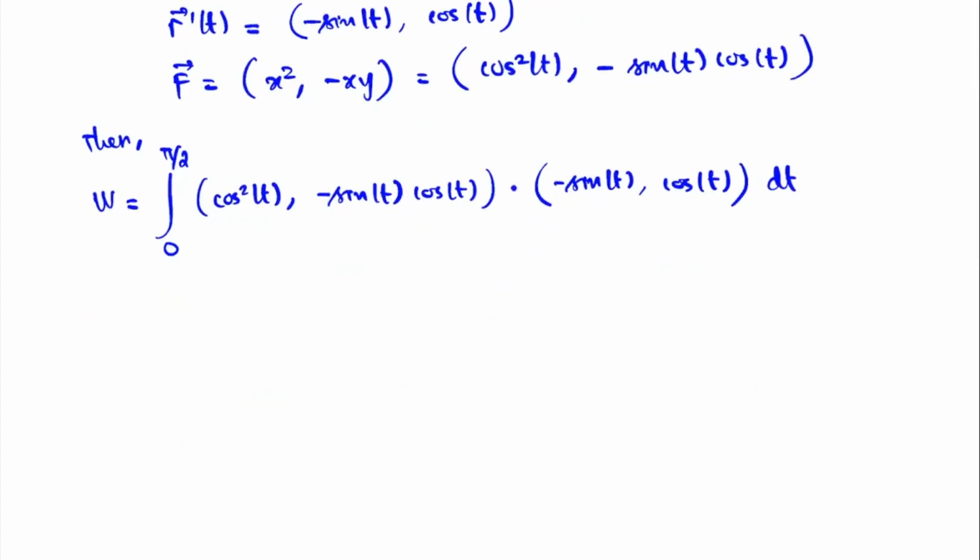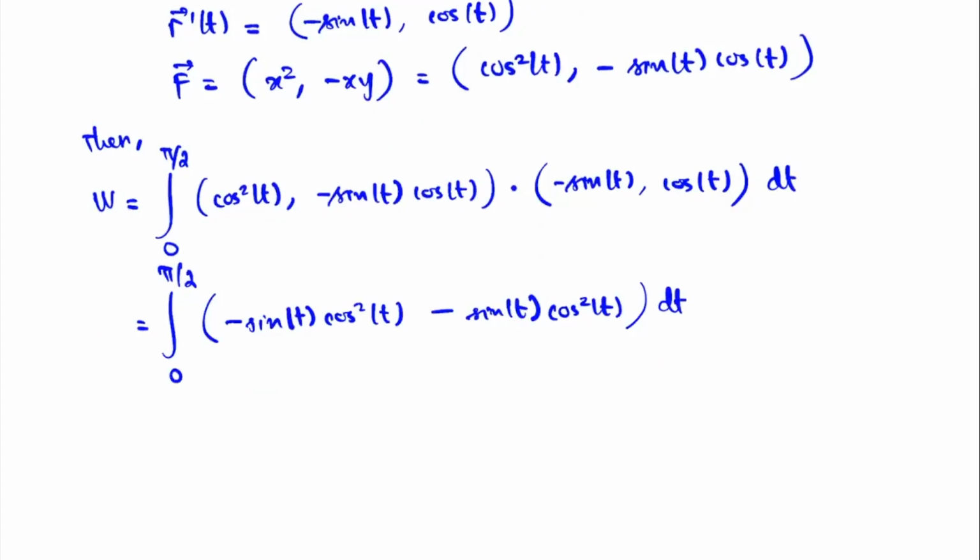So this is the dot product, should be hopefully simple enough for us. Negative sine of t cosine squared of t minus sine of t times cosine squared of t dt. Right, so I got this integrand from the dot product.